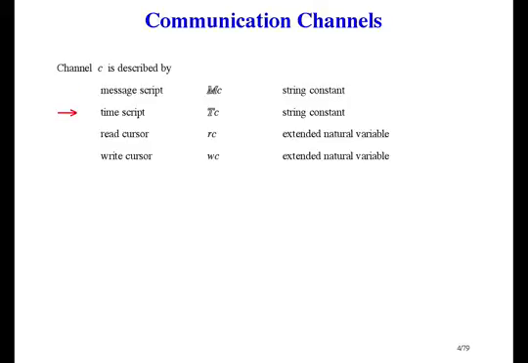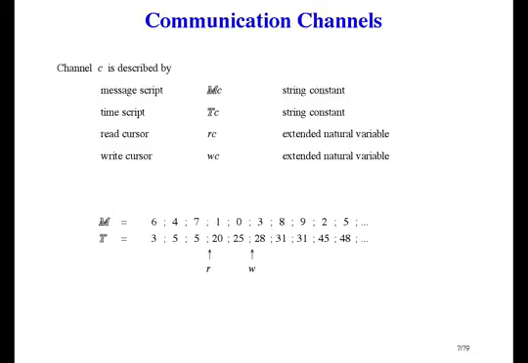The time script is the string of times that the messages are sent. It is also a constant. The read cursor is a variable, indexing the two scripts, telling how much has been read so far. Likewise, the write cursor is a variable, telling how much has been written. Here's a picture of it.